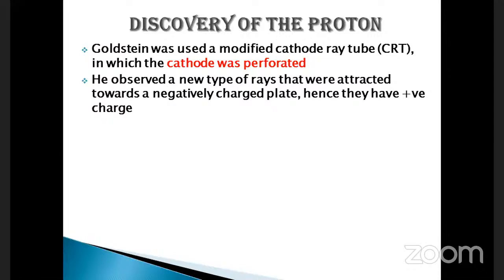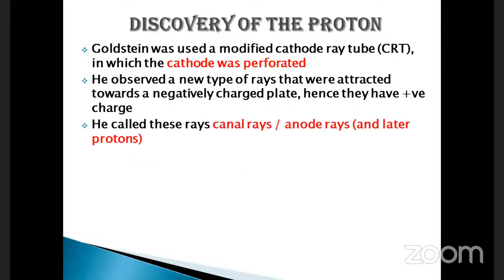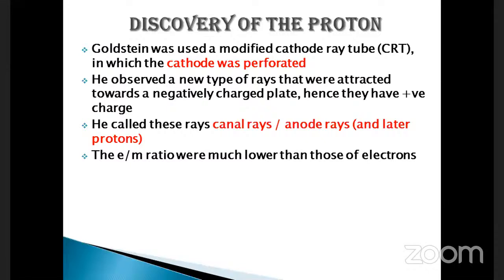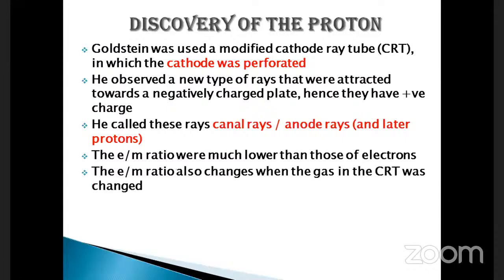So they are coming from towards the negatively charged plates, unlike that of the cathode ray that was coming towards the positively charged electrode. So they are called the canal rays, not cathode rays this time, or anode rays. And later, they were called protons. The charge to mass ratio was also determined as in the case of electrons, and it was found to be much lower than those of electrons.